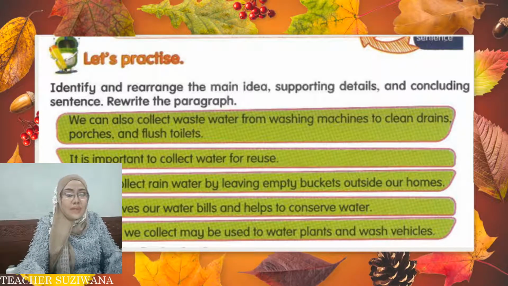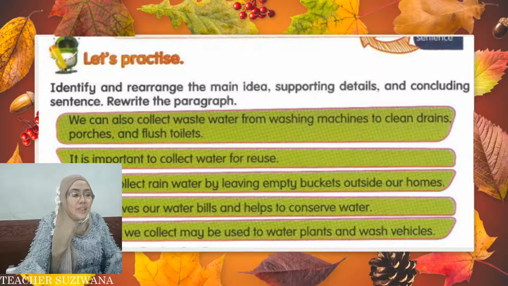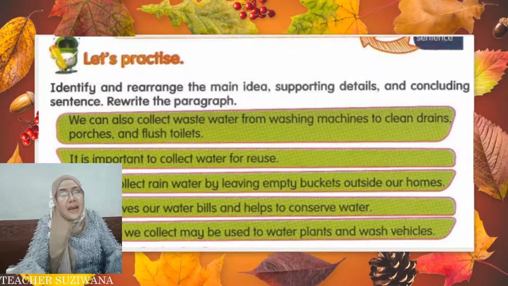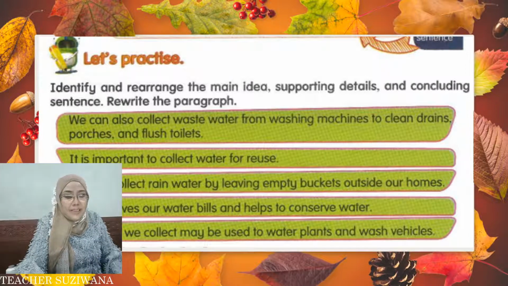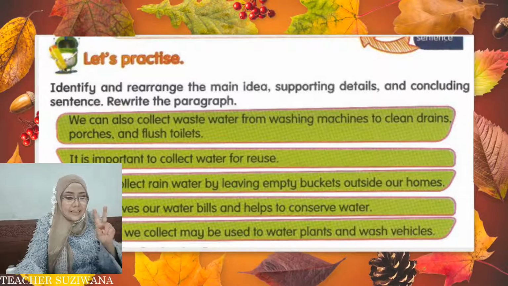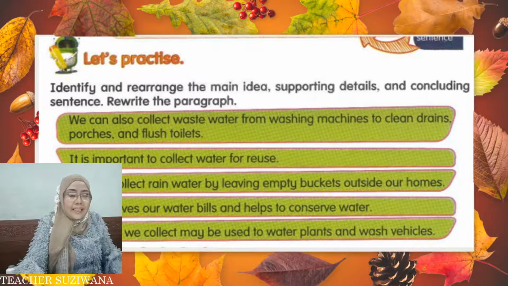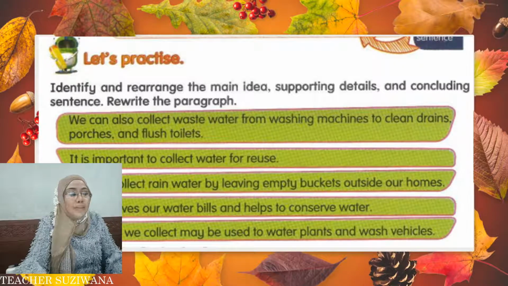We can also collect wastewater from washing machines to clean drains, porches, and flush toilets. Second, it is important to collect water for reuse. Third, we can collect rainwater by leaving empty buckets outside our homes. Fourth, thus, it saves our water bills and helps to conserve water. And the last one, the water we collect may be used to water plants and wash vehicles.